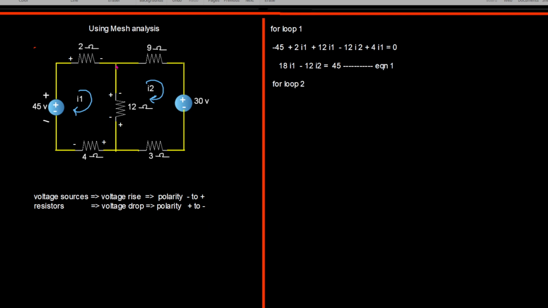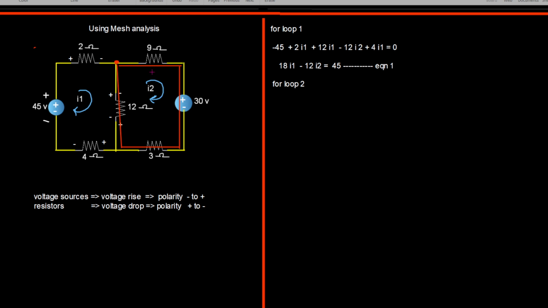So for loop 2, we can take it as it starts at this point. Okay, so the current I2 will be flowing through this path, through this 9 ohm resistance, and then it takes this path in this direction, then it is going through this 3 ohm resistance in this way, and again it is flowing through this and reaches this point, completing the loop. Okay, this is the direction of I2.